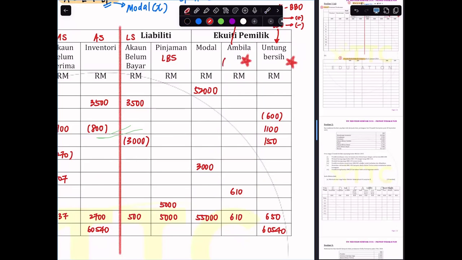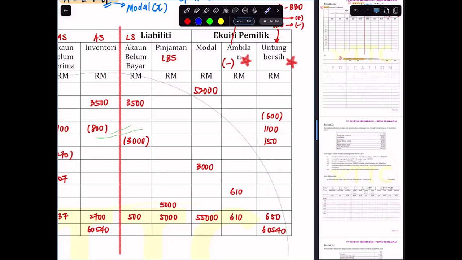Then you can make a big remark in the ambilan term here, but not in the table itself. Yes, don't put the bracket in the table itself for the value, but you can put a negative sign in ambilan here to remind you later, when you calculate the total, to press your calculator by minus ambilan. Okay, so that's the 2 points that you need to remember.